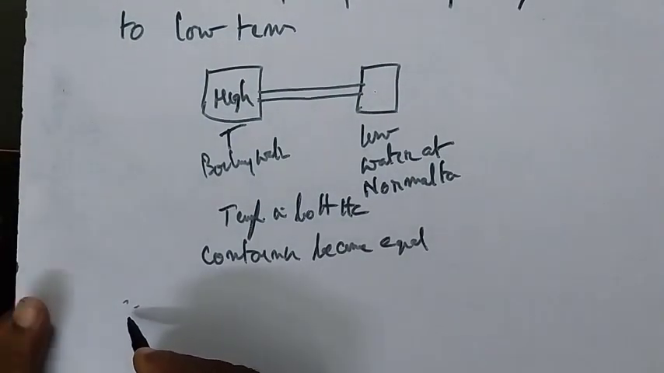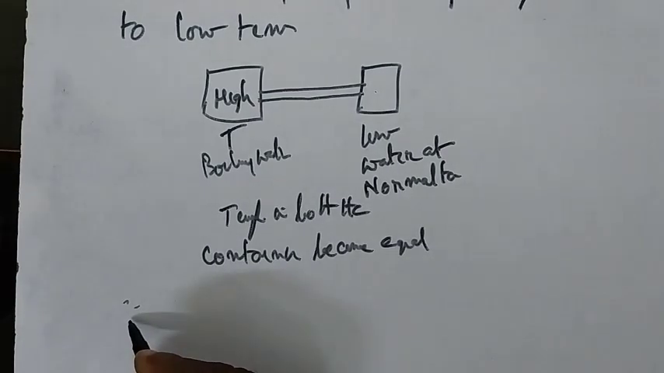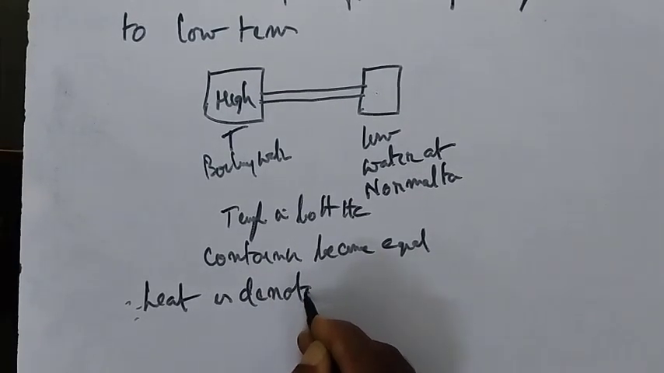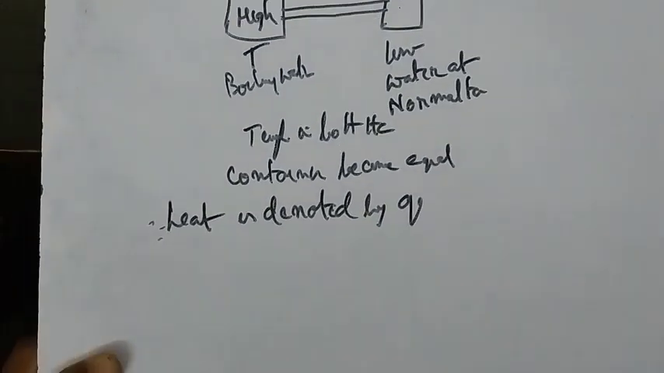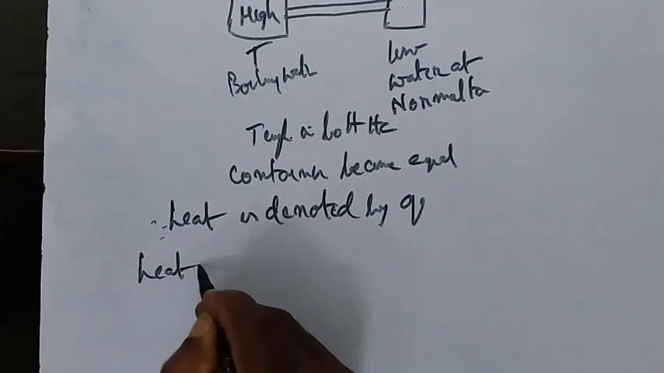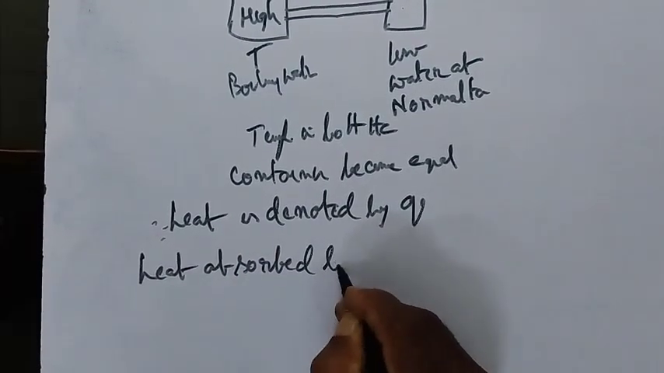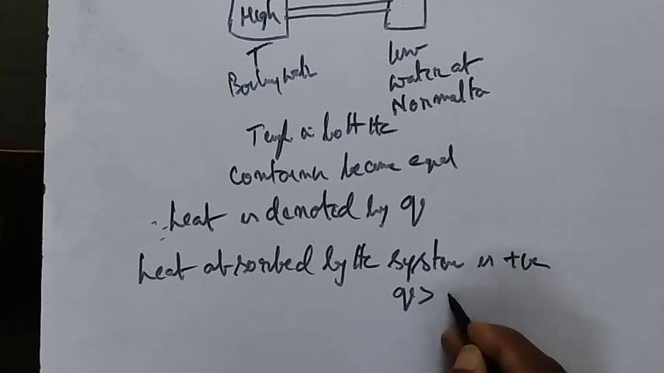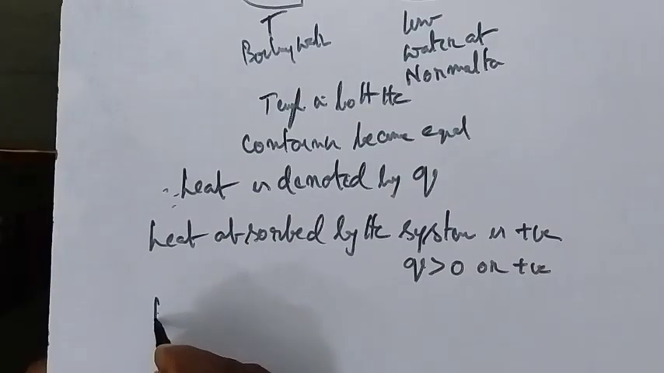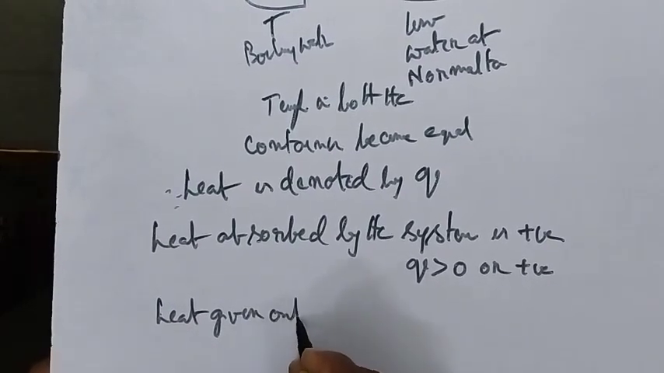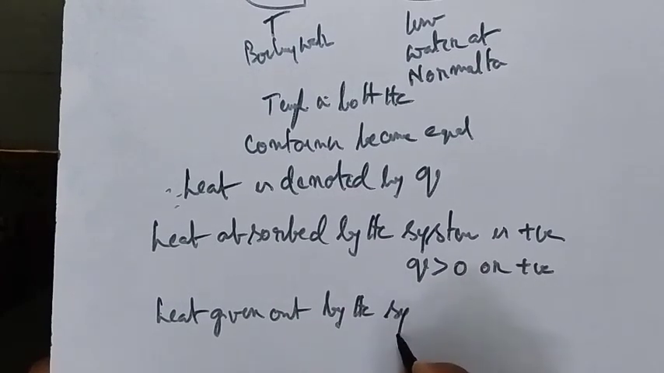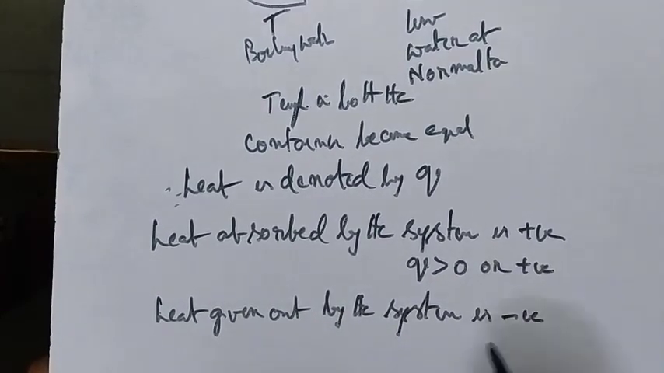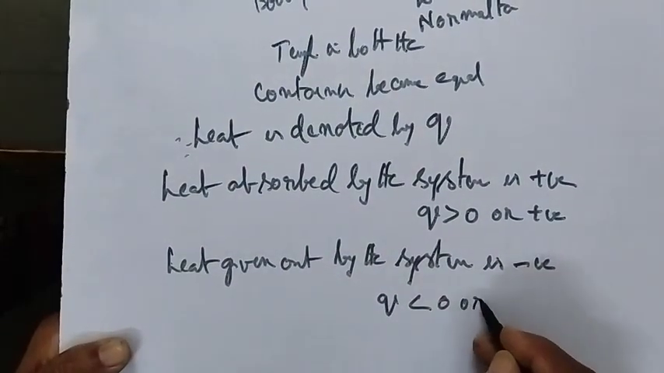So two bodies are kept in contact with each other. The heat transfers from high temperature to low temperature until they reach the same temperature, that is, until thermal equilibrium is achieved. Heat is denoted by Q. So heat absorbed by the system is positive, that is Q is greater than 0, whereas heat given out by the system is negative, that is Q is less than 0.